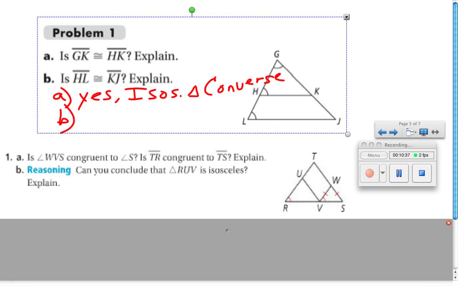In part B, we are being asked if HL will be congruent to KJ. Right. Good. There's not enough information. I love both answers. No, it's not a triangle. Not enough information.